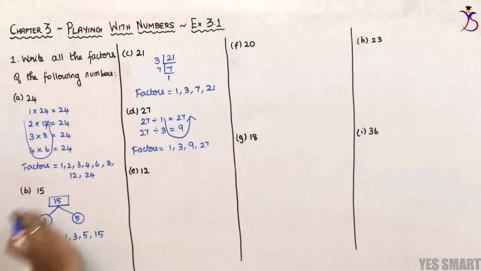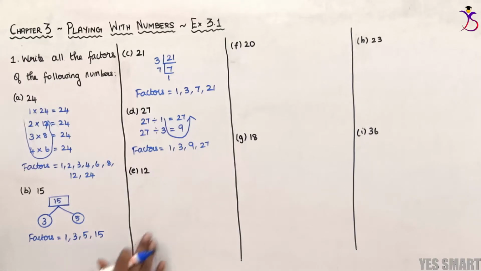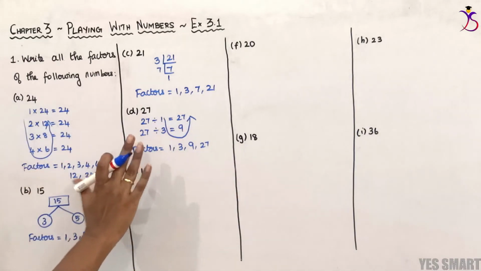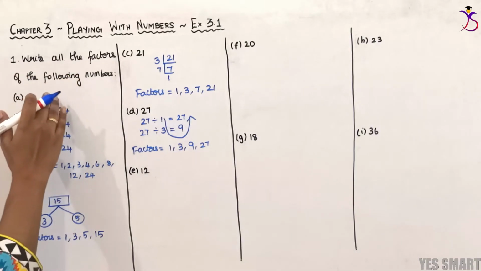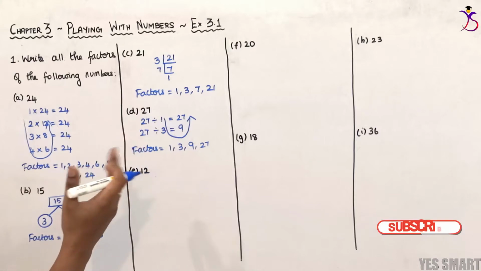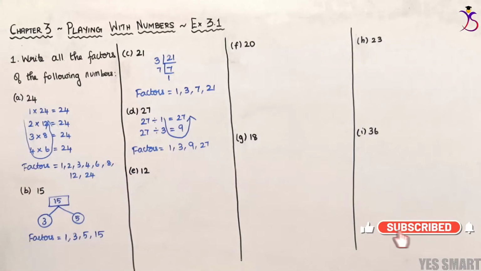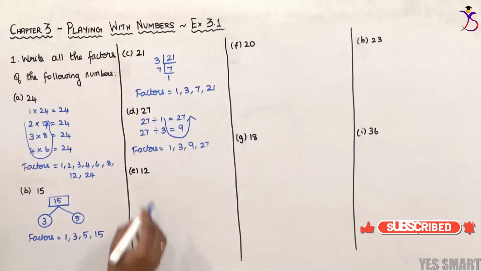In this sum, they haven't mentioned any specific method to find the factors. So it's our wish to choose any of these methods and solve the sums. Since I prefer the multiplication method, the rest of the sums I will be discussing using the multiplication method only. Now let's discuss E sum.